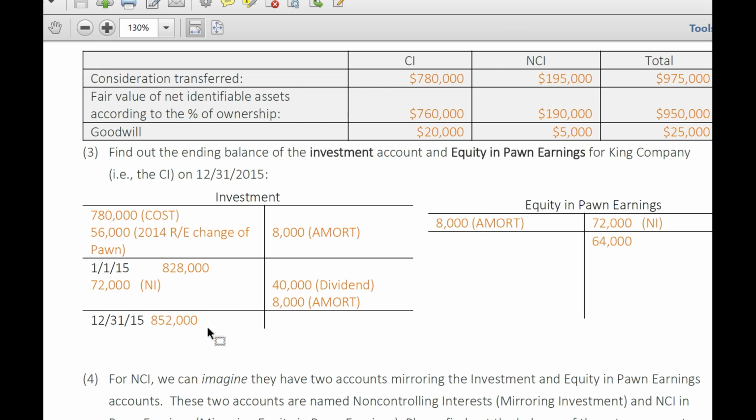I want you to pay attention to the beginning balance and the ending balance of the investment account. Equity in subsidiaries' earnings would be only the current year's, which means 2015's 72,000, which is 80% of the net income of the subsidiary, and then minus 80% of the amortization. That gives us 64,000 equity in net income at the end of 2015. Now, this account does not accumulate. It's unlike the investment account because this is an income statement account.